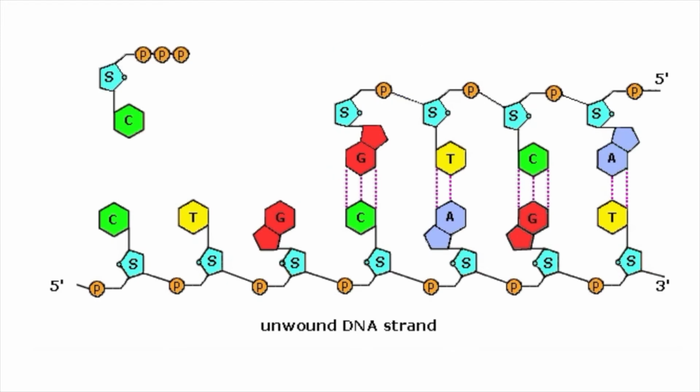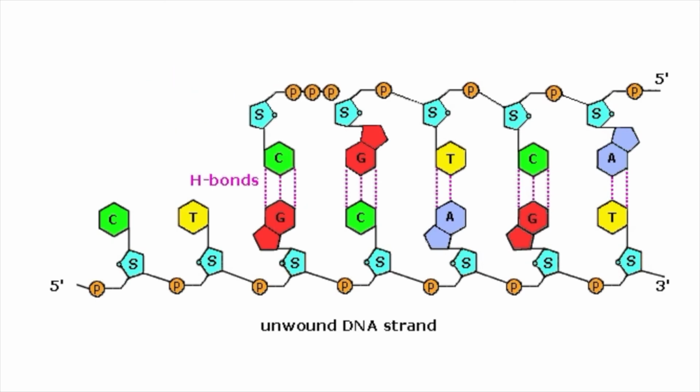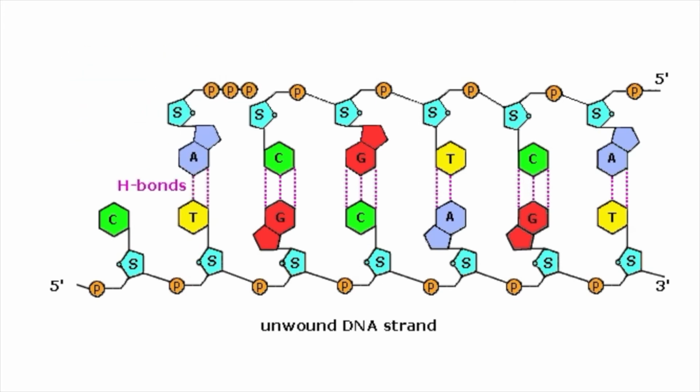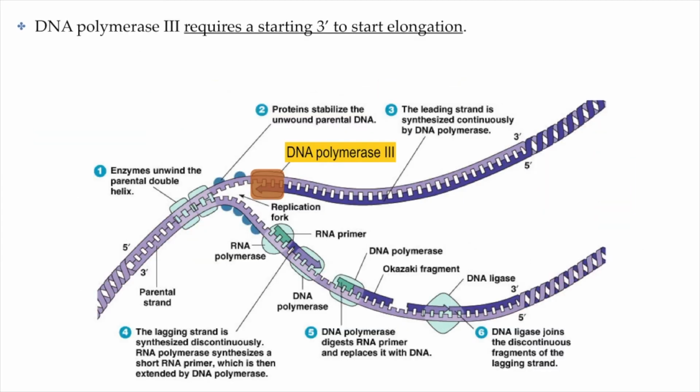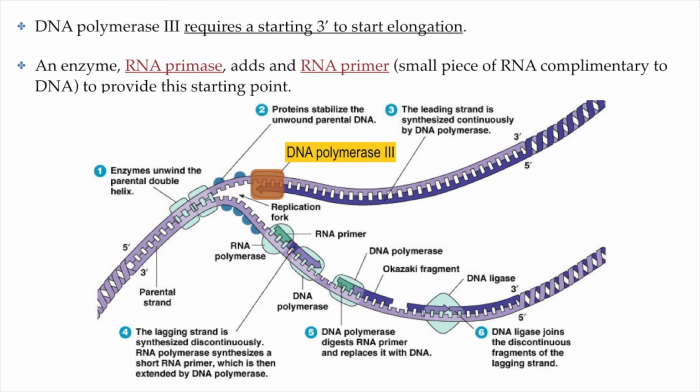It has 3 phosphate groups. There's going to be a hydrolysis reaction. It's going to remove 2 of those phosphate groups, releasing energy. Notice that the new nucleotides are being added to the 3' end of the sugar, building that bond in a 5' to 3' direction. So DNA polymerase 3 essentially cannot just start building DNA without something called a primer. It needs to have something to which to add this new nucleotide.